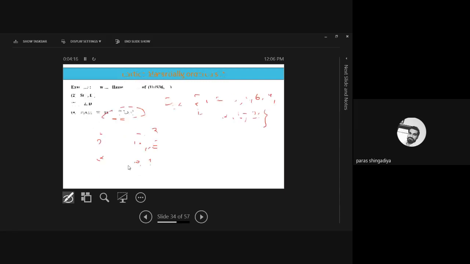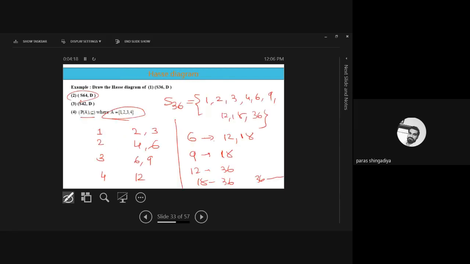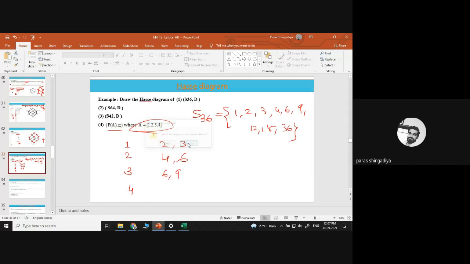Practice these two more examples given, S64 and S42, D. And also try it for P of a subset. Okay. So here we'll keep up to this. If you have any doubt, any query, you can ask. And the next topic will start in the next lecture. Means today there is one more lecture, so we'll start the next theory in that lecture.